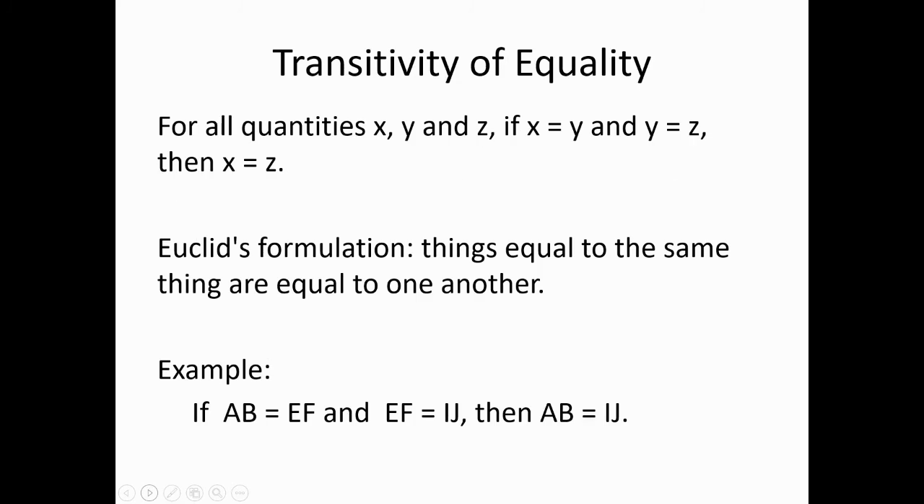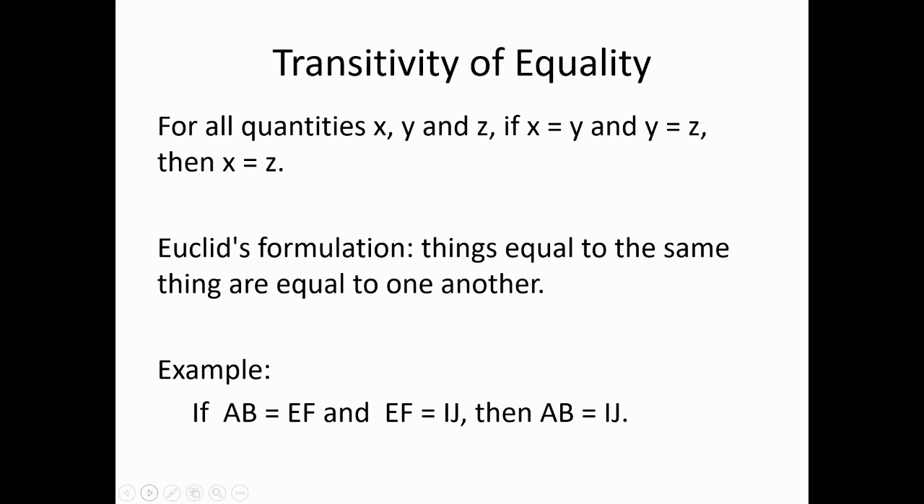Now, transitivity of equality, which is one of the most important inference rules that we will have in the entire class. So many of our proofs will end with an instance of transitivity. And what it says is this. Let us say that we have quantities x, y, and z, where x is equal to y and y is equal to z. Then it follows that x must equal z. This is the way that Euclid put it: things equal to the same thing are equal to one another.